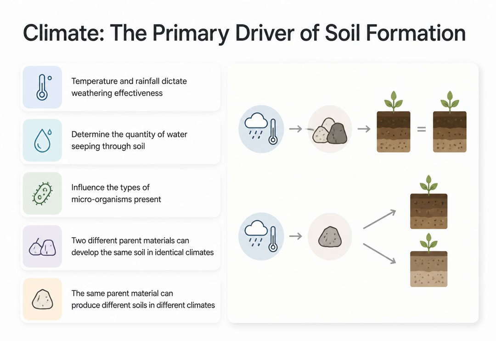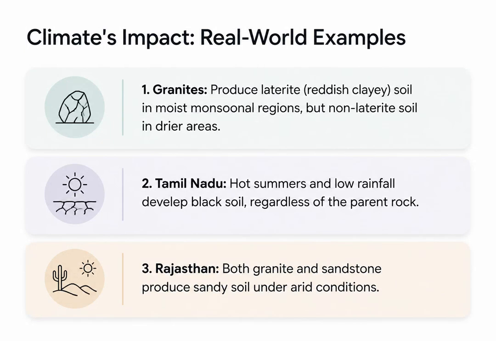They determine how effectively the parent rock weathers, how much water percolates through the ground, and what kind of microorganisms can survive there. Interestingly, 2 different parent rocks can develop into the exact same soil if the climate is identical. Conversely, the same parent material can produce vastly different soils under different climatic conditions. Let's look at some examples from India.